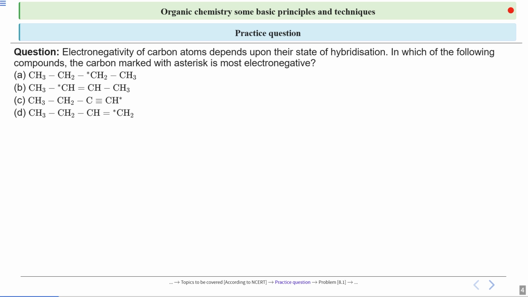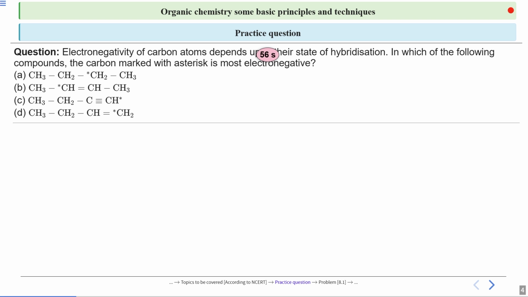Here you are given 4 options, right? And out of these 4 options, you have to decide which marked carbon with the star sign has the highest electronegativity. Okay. So you should remember one more thing, which is that electronegativity is totally dependent upon the hybridization. In this case, because we don't have any other heteroatom, we have carbon and hydrogen only. Your time to solve this question starts now.